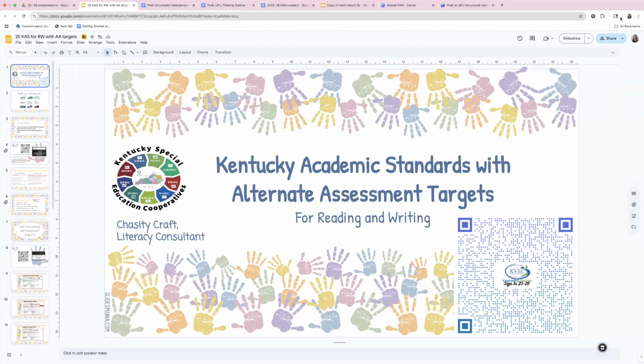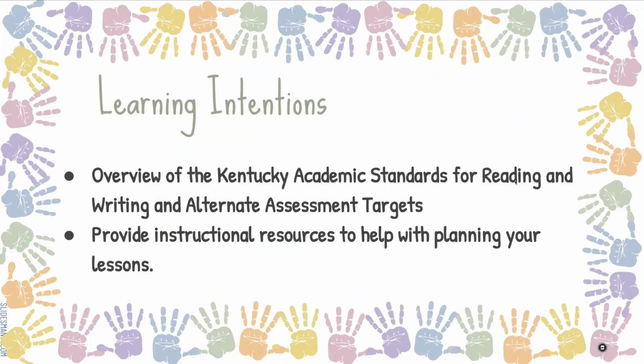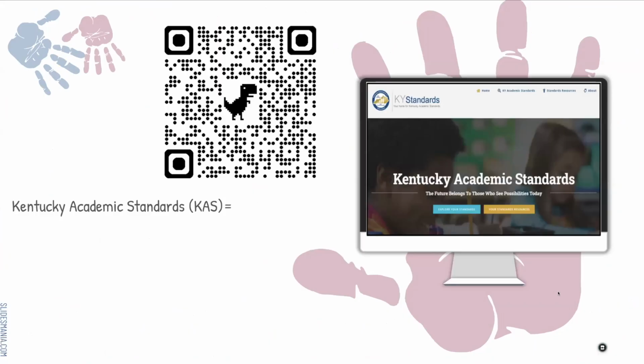We're going to look at, of course, the Kentucky academic standards with the alternate assessment targets. We're going to look at just an overview of the Kentucky academic standards for reading and writing, and then also the alternate assessment targets. And then I'm going to provide you with some instructional resources that's going to help you with your lessons. And so if you need access to the standards, you can use the QR code here to access those as we talk about them. It's up to you if you want to do that.